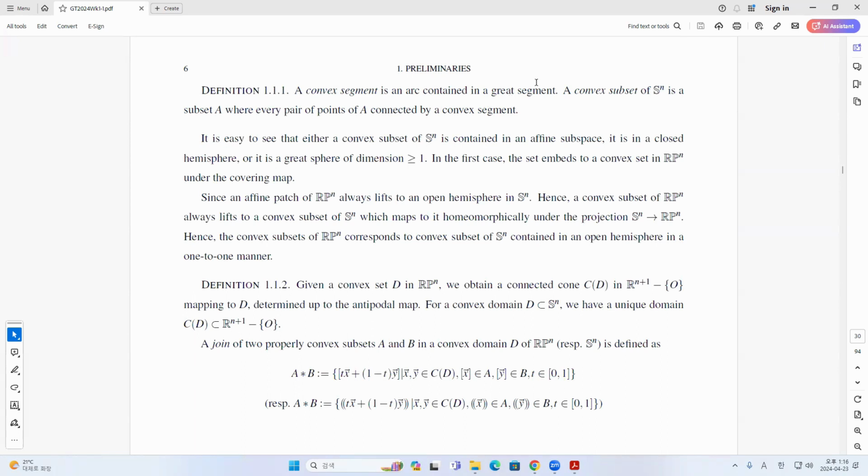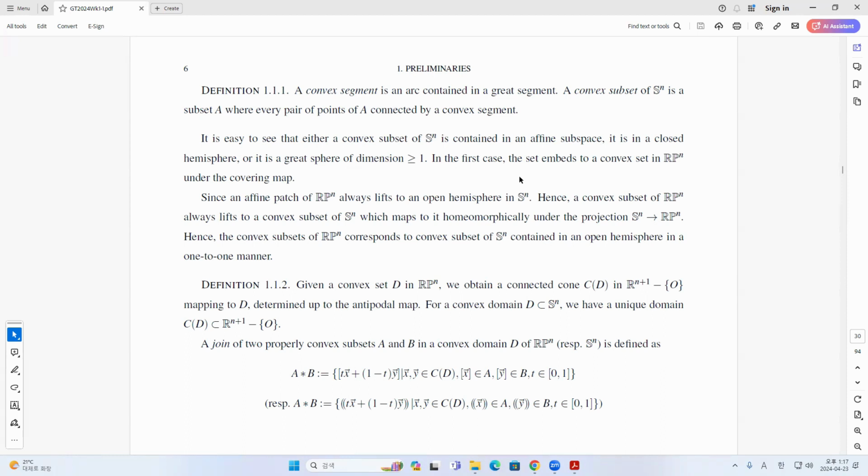Inside the one-dimensional subspace. So a convex subset of Sn is a subset A where every pair of points is connected by a convex segment. So either a convex subset is contained in an affine subspace, or it is in a closed hemisphere, or it is a great sphere of dimension bigger than or equal to 1. Okay. Of course, this is not exclusive, but just some list.